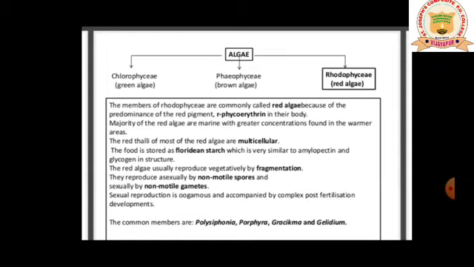So you come to know the difference between each class. I hope it is clear to you. The examples for the chlorophyceae: Chlamydomonas, Volvox, Ulothrix, Spirogyra and Chara. For the phaeophyceae, the examples are Laminaria, Dictyota, Sargassum and Fucus. Coming to the rhodophyceae, the examples are Porphyra, Gracilaria, Gelidium, Polysiphonia. So this completes the algae.